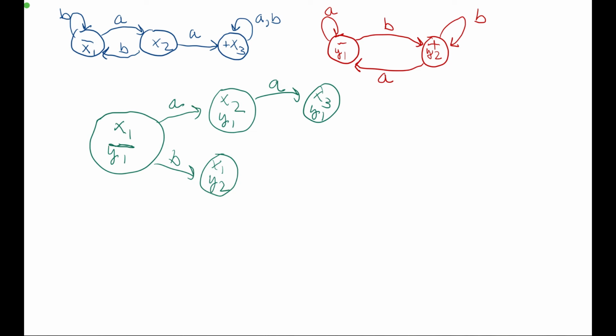Let's go ahead and try our B. If I'm in state x2 and I read a B, then I go back to state x1. And if I'm in state y1 and I read a B, then I go to state y2. Now if you notice, that's this state right there, x1, y2. So we don't want two of these. So we'll go ahead and draw an arrow to there and put the B edge and then erase this one.